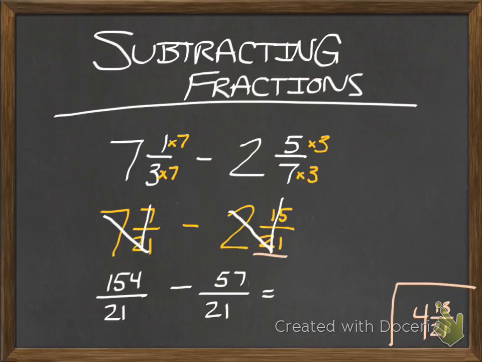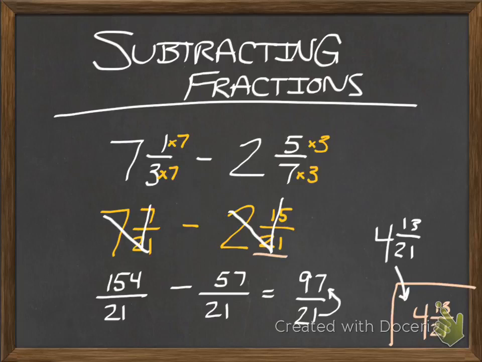Now I have common denominators, I have improper fractions. All I need to do is subtract my numerators. So I take 154 minus 57, and I get 97 over 21. If I simplify 97 over 21, I know that 21 goes into 97 4 times with 13 left over. And that number should look familiar. So subtracting fractions in this way, we do have two methods. Whichever one works for your brain, I'm fine with you using, but just make sure that we keep our math straight and we stay organized on our page.